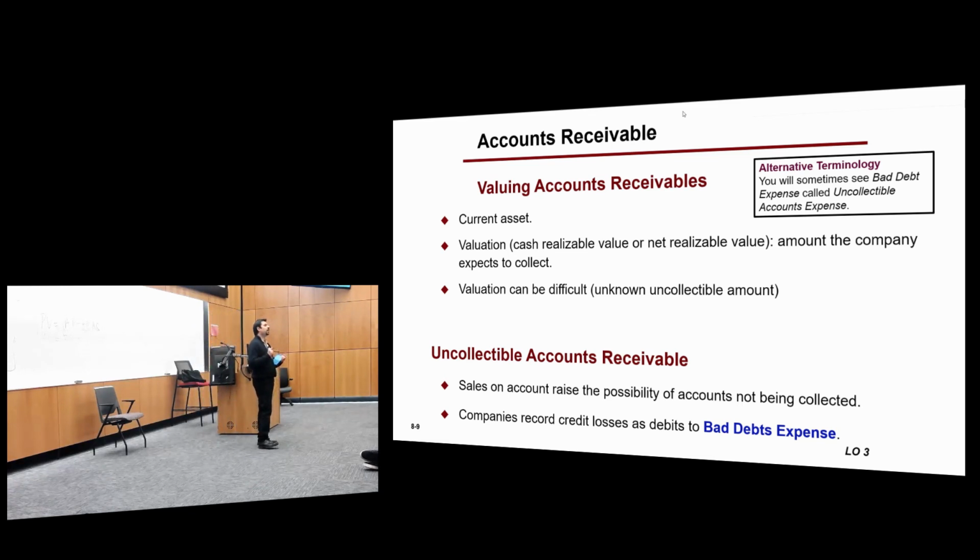The second problem is valuing accounts receivable. And the main issue with valuing accounts receivable is how much are we going to report as accounts receivable? What's the problem with the amount that will be reported? What's the problem with accounts receivable? Exactly, not all of them will be paid.